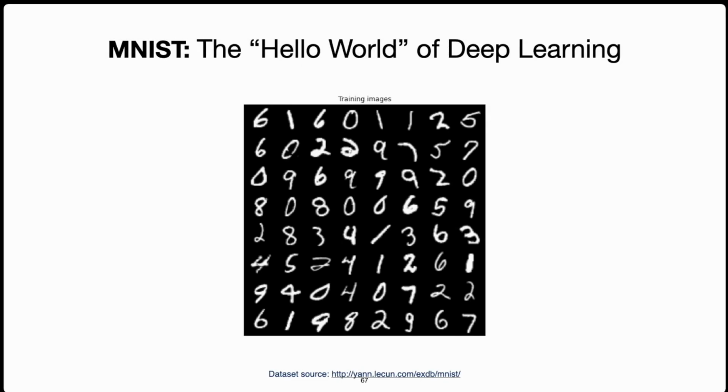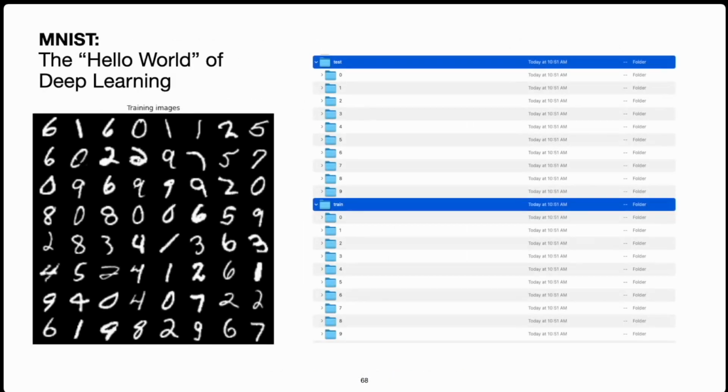So here we are using MNIST, the hello world of deep learning. It's probably not very interesting, but I think it's simple enough so that we can focus more on the code. And there is actually a built-in version in PyTorch. So MNIST is already available in PyTorch, but to make it at least a little bit interesting, we are using a version that comes as PNG files.